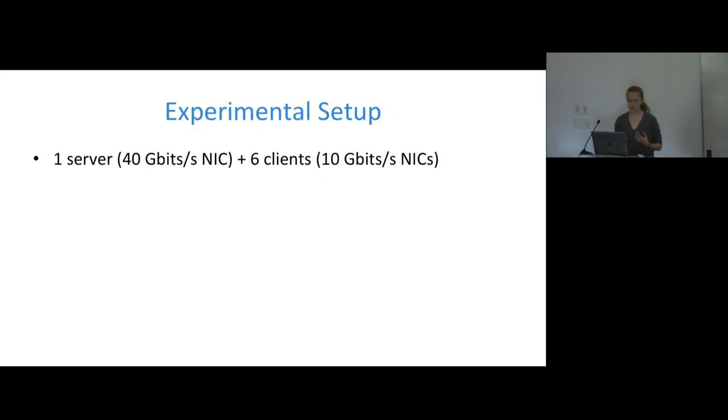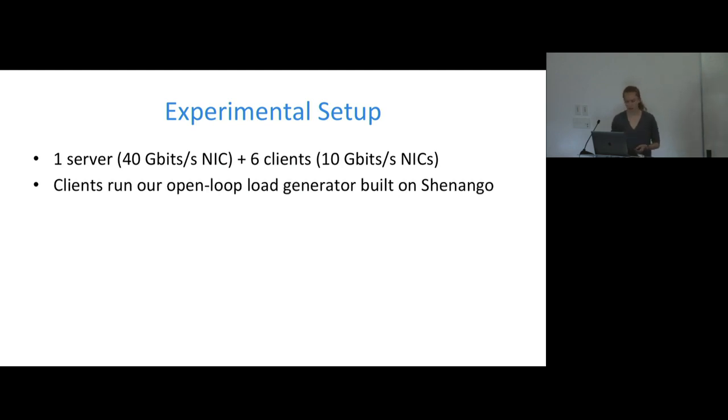For our experiments, we have 1 server running a 40 gigabit per second NIC and 6 client machines with 10 gigabit per second NICs. Clients run our own open loop load generator, which is built on top of Shenango. Requests follow Poisson arrivals and use TCP. And we evaluate 4 main systems.